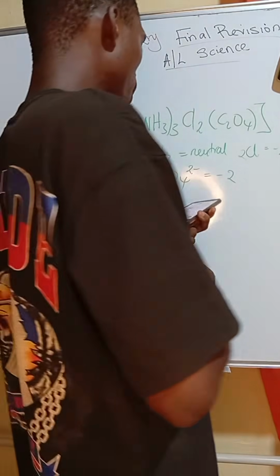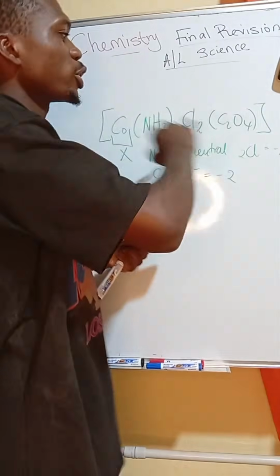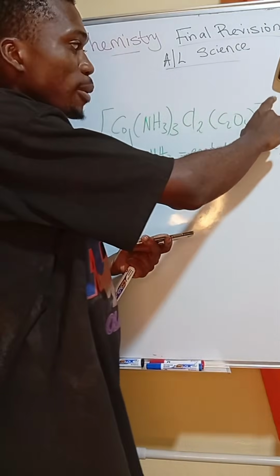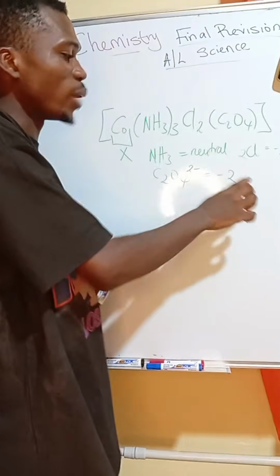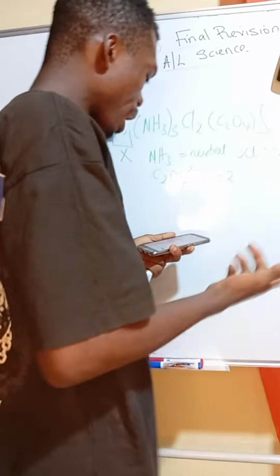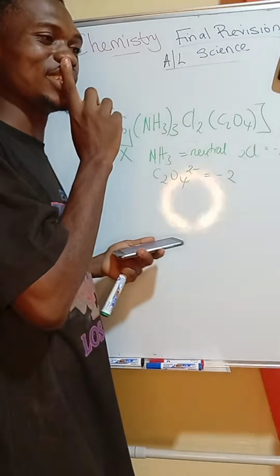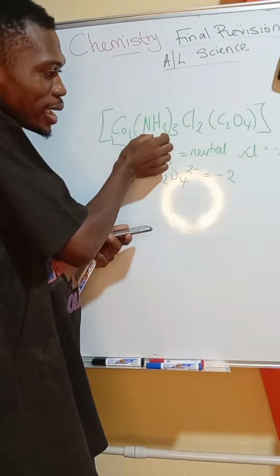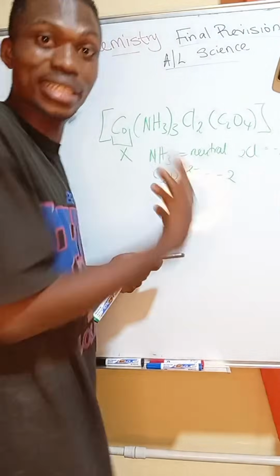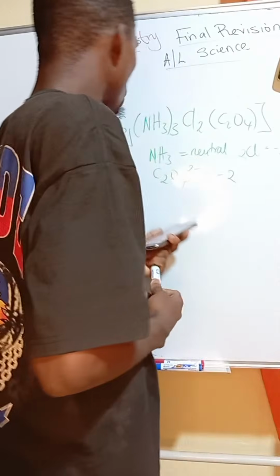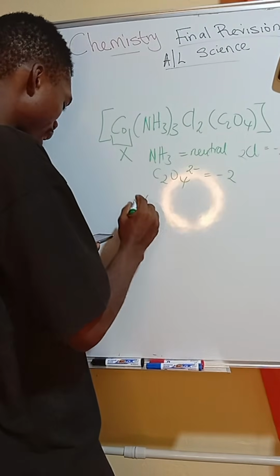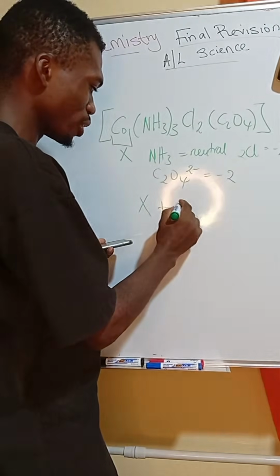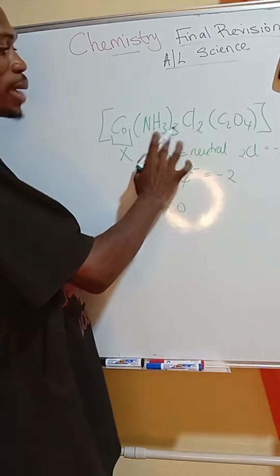Now, the complex ion itself, please take note: sometimes the complex ion has a charge, such as +1, +3, or -2, and then you equate it to that charge. But now it is neutral, and when it is neutral, you equate it to 0. Also, this ammonia here is neutral, so its oxidation state is 0. So what does it mean? You have an equation of X plus the oxidation number of ammonia, which is 0 times 3, still 0.